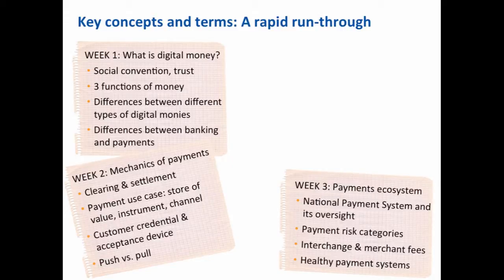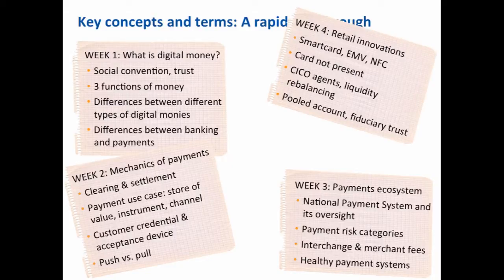In week 3, we looked at the broader ecosystem in which these payments occur. We looked at the concept of the national payment system and how it's managed and overseen. We looked at different risk categories, at the business case, and how different players in the value chain pay or get rewarded through interchange and merchant fees. And we looked at the characteristics of different payment systems from various points of view: providers, customers, regulators, etc. And then we looked specifically at modern retail innovations, particularly the mobile ones.